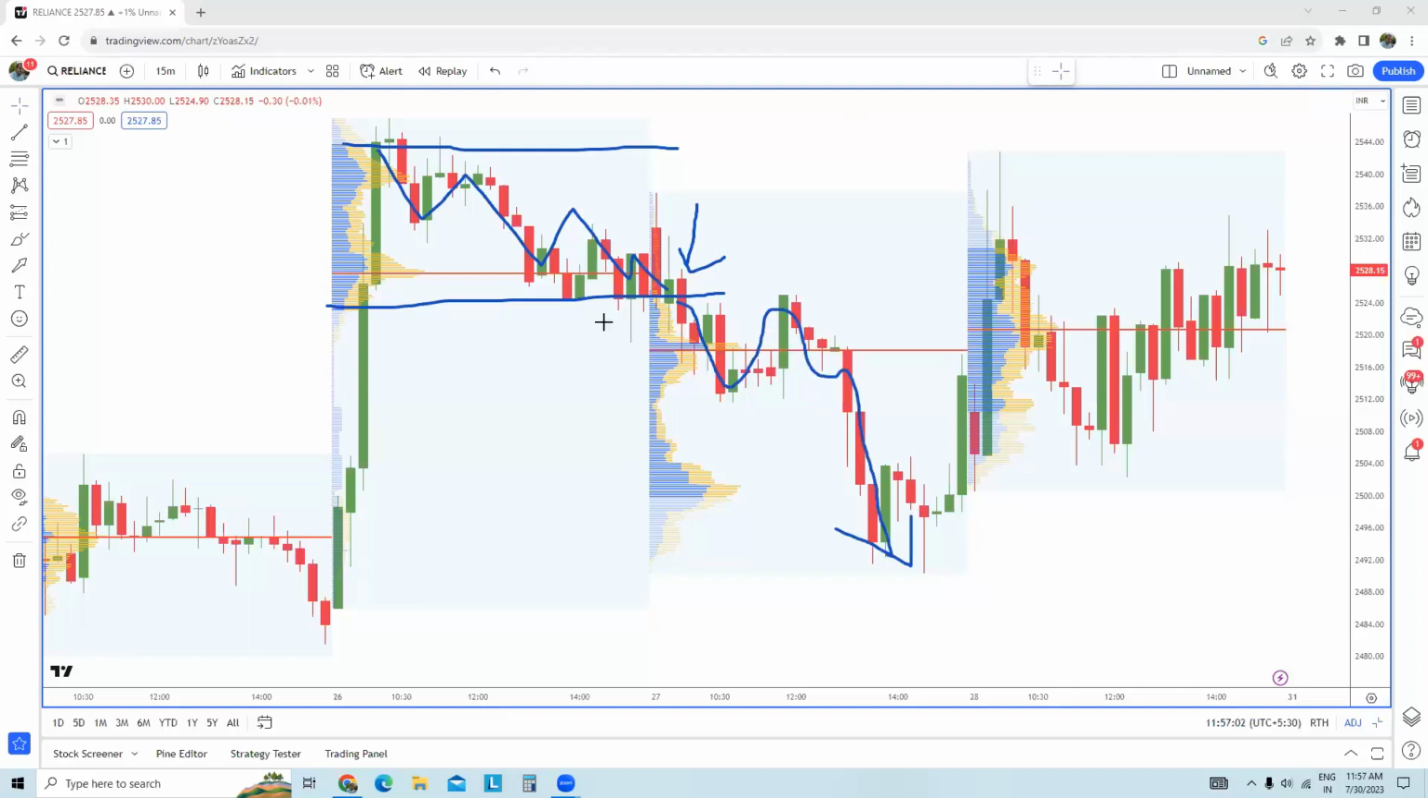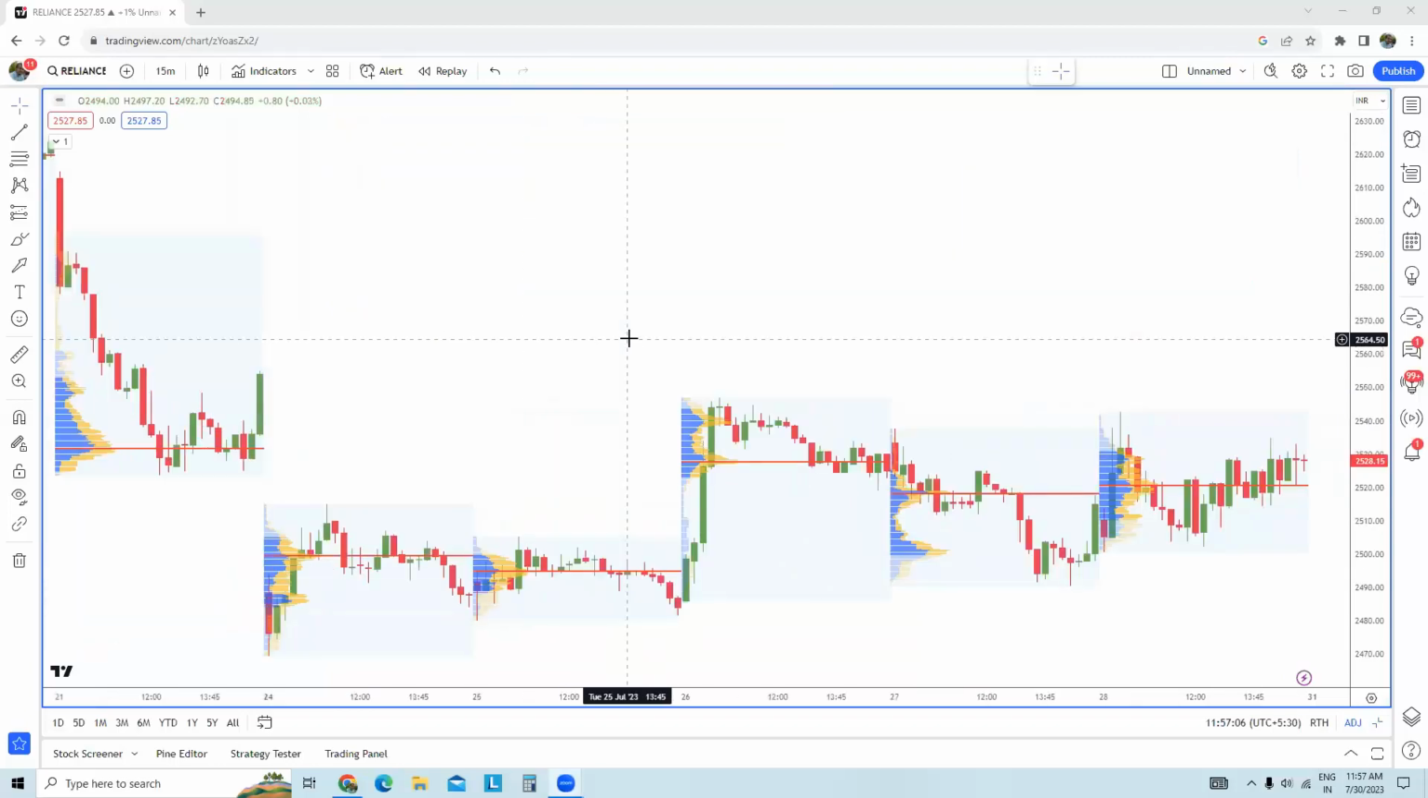But again, you need to understand that just using volume profile is not going to help you initiate a trade. You need a substantial amount of tools which will help you understand the trend of the market, the trend of the stock. And once you have the information of the important support and resistance, only then will you be able to take a call on that.